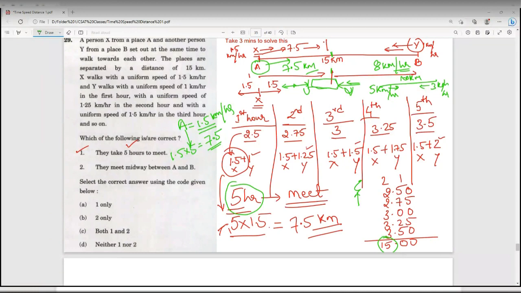Okay, sir, now they are taking 5 hours. 1.5 into 5 hours is 7.5 kilometers taken by X. Then for Y, they have given the speed, so we will add the speed of Y: 1, 1.25, and so on, till 5 hours. It will become 7.5. So they are meeting at the midpoint, and we can solve without this one.